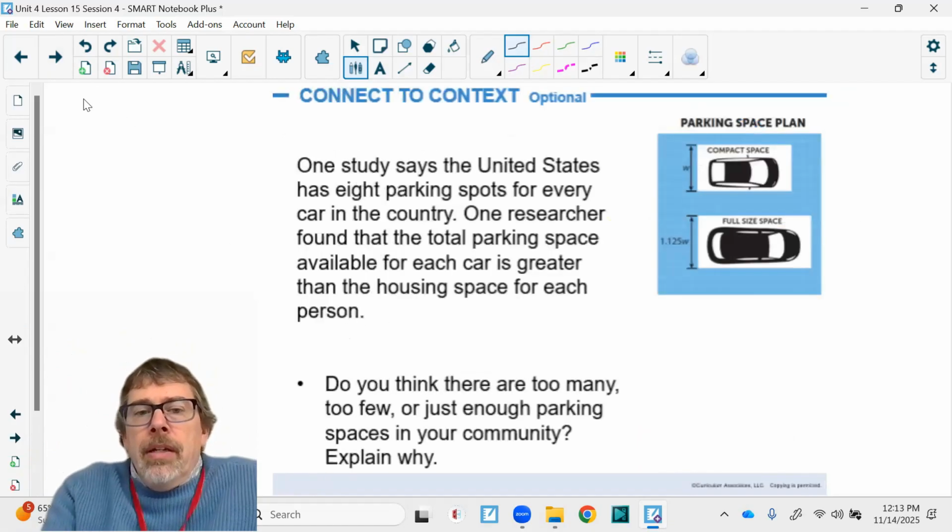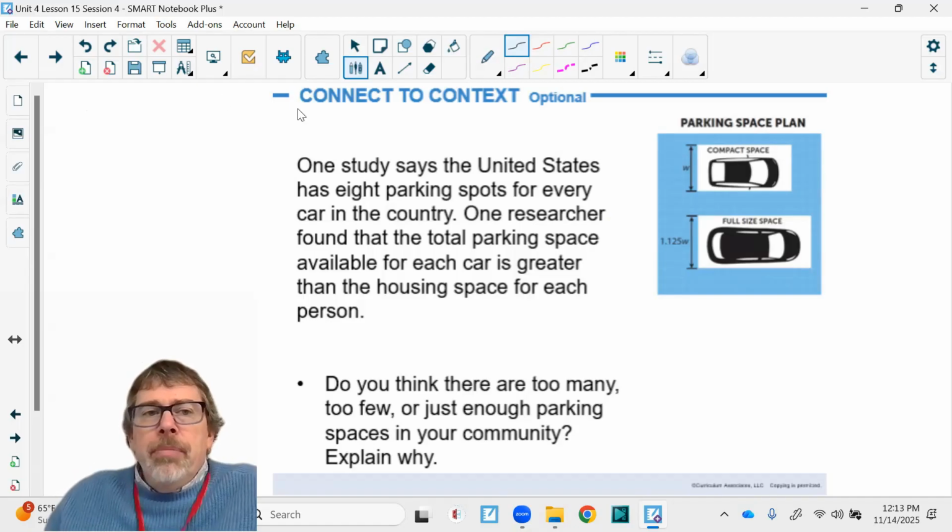Anyhow, next thing. One study says the United States has 8 parking spots for every car in the country. One researcher found that the total parking space available for each car is greater than the housing space for each person. Do you think there are too many, too few, or just enough parking spaces in your community? Explain why. Right? That's just an open-ended question depending on where you live. I'll move on.